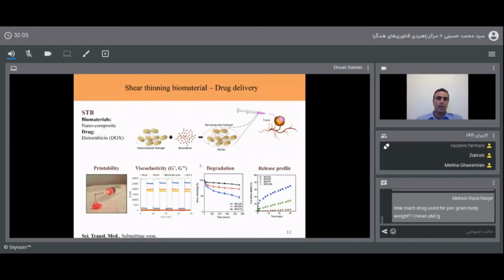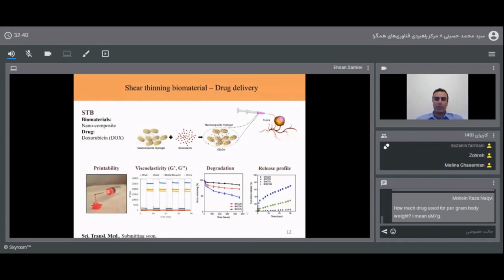The biomaterial was tested. It showed great printability. The viscoelastic properties were tested, and it showed great viscoelastic behavior. Also, the degradation and release profile of doxorubicin was studied, and the composition of the material was optimized to achieve a sustained release of the drug over a long period of time, and the degradation of the material when it is injected inside the patient's body.